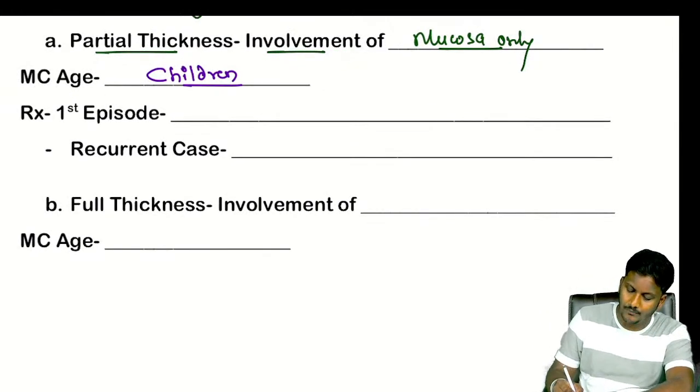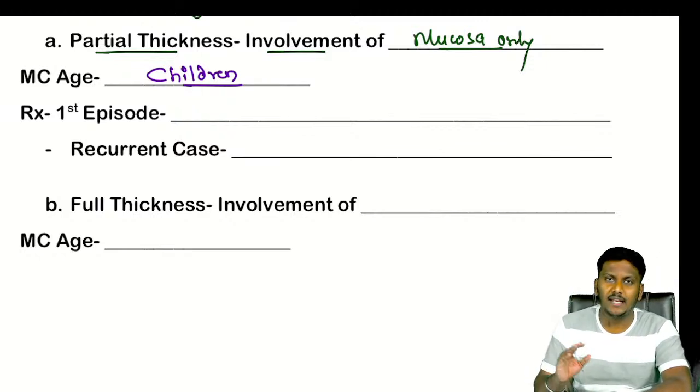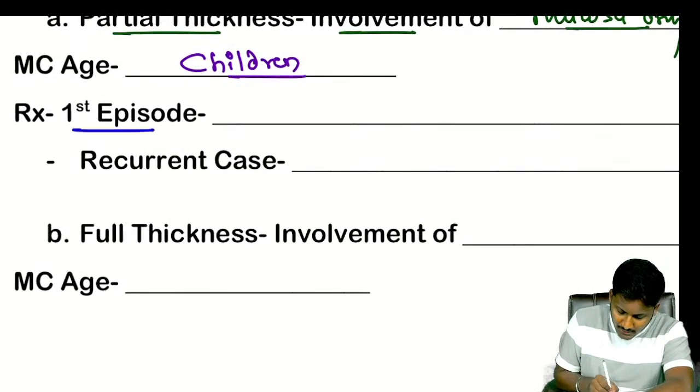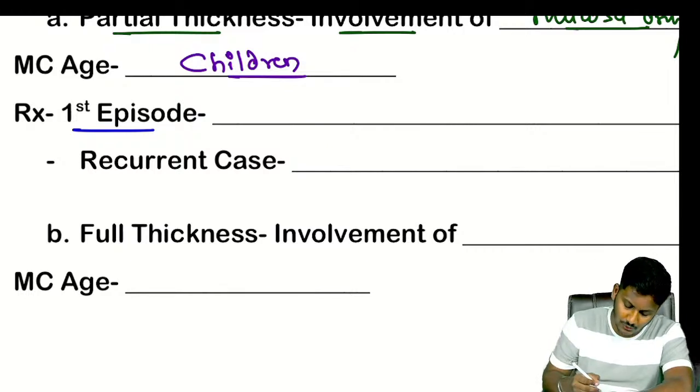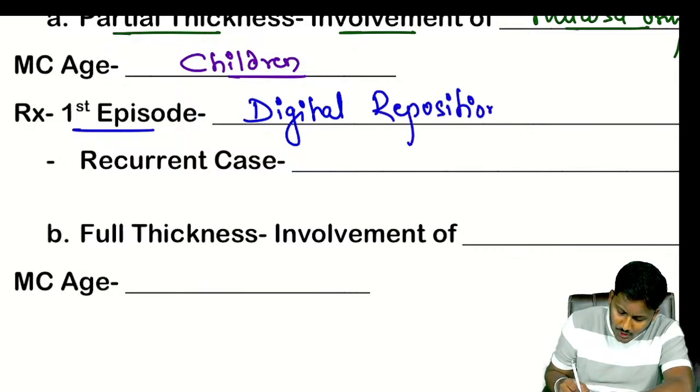If they say beta, if the child has come to you with a partial thickness rectal prolapse and it is the very first time beta or the very first episode, then we have to just push back the rectum beta. We have to just push back the rectum with our fingers, okay, into its original place, and that is called digital repositioning. You can call it digital repositioning or manual reduction, whatever you say. Okay, you have to do that.